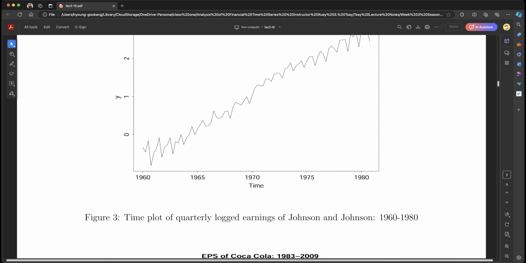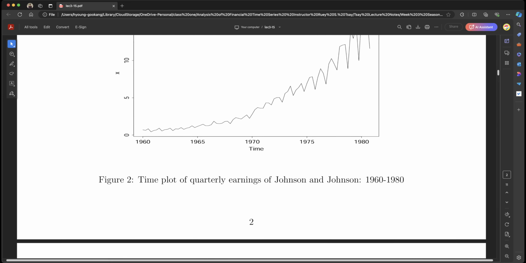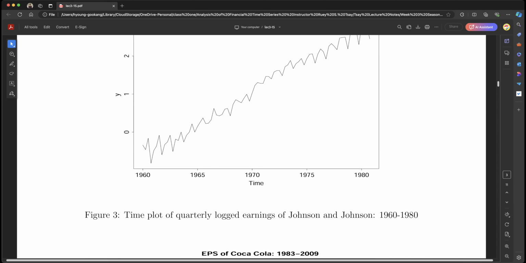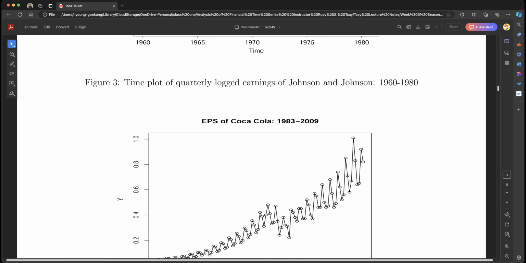Okay, and then it's a time plot of quarterly log earnings. So it is exponential. To linearize it, we can take a log. So in the logged earnings of Johnson and Johnson, we can see this seasonality pattern.